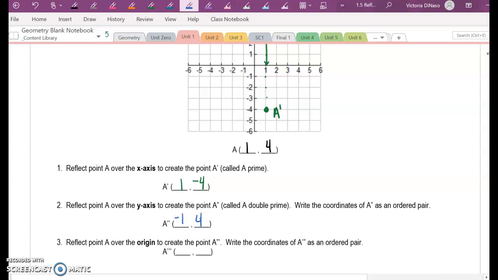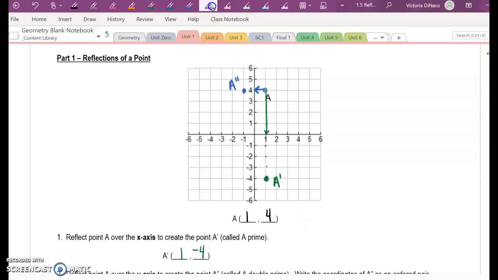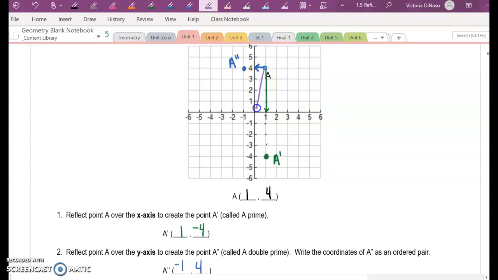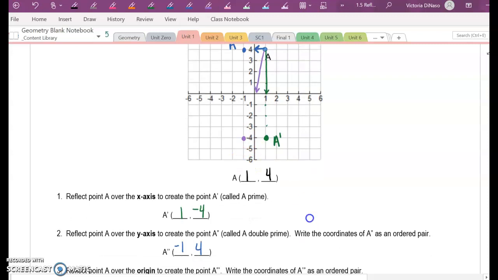The last reflection that we're going to do is across the origin. So I'm going to start at the letter A, and the origin is at (0, 0). So I'm going to go across the origin. We're going to end up directly on the other side at (-1, -4).